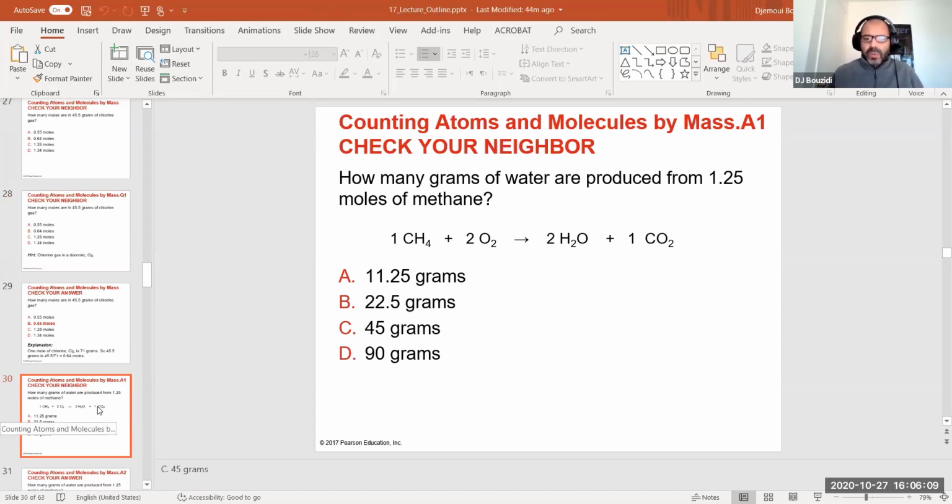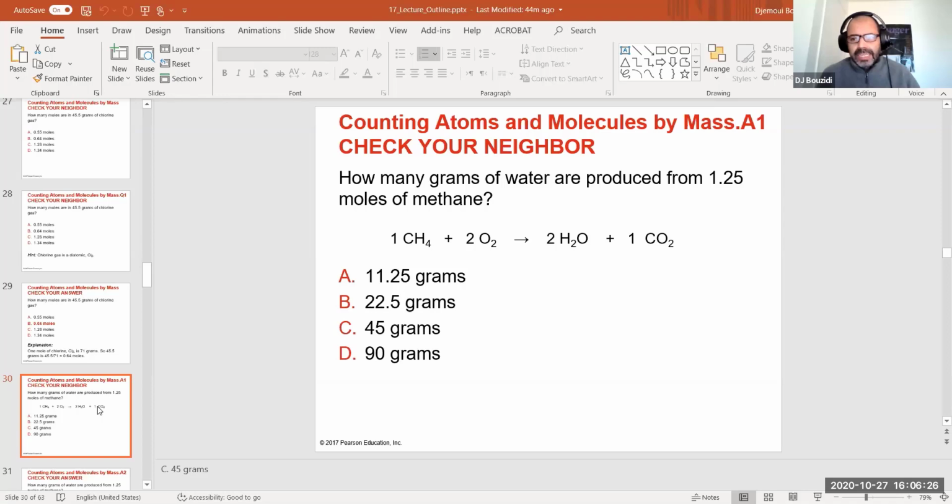Okay, here is an interesting question. How many grams of water are produced from 1.25 moles of methane? How many grams of water is that?